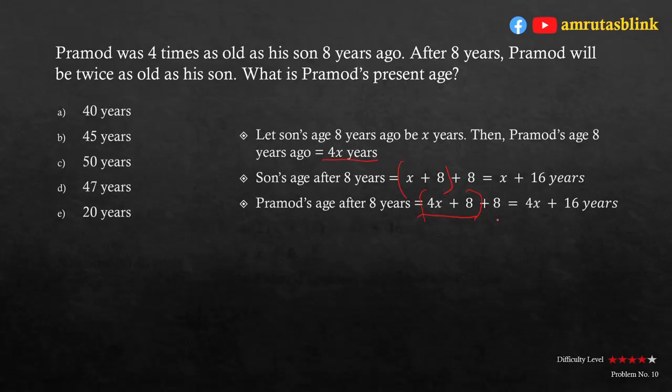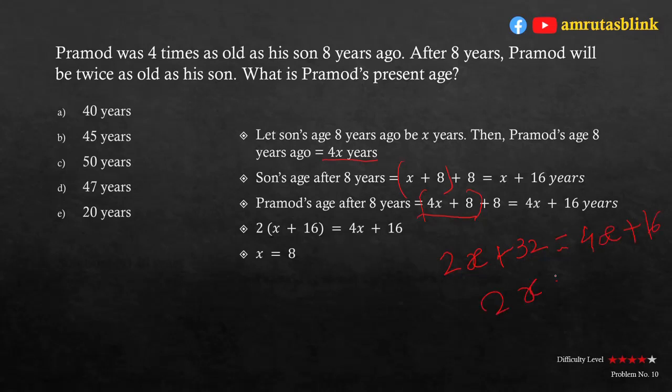Now it is given that after 8 years Pramod will be twice as old as his son. So we have the equation 4x plus 16 is equal to 2 into bracket x plus 16. If we solve this equation, 2x plus 32 is equal to 4x plus 16, 2x is equal to 16, and hence x is equal to 8.